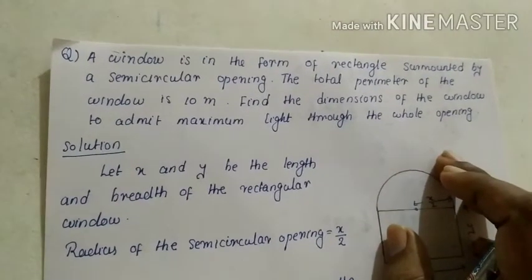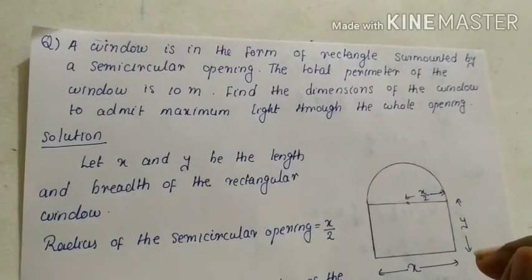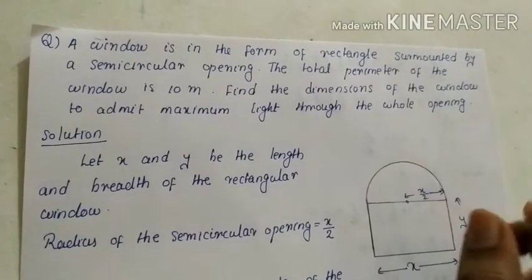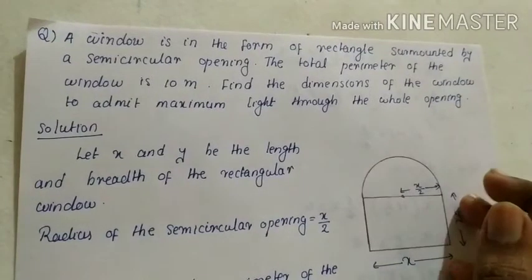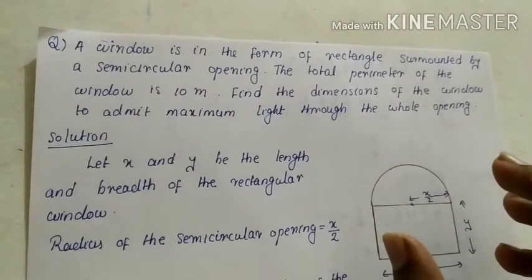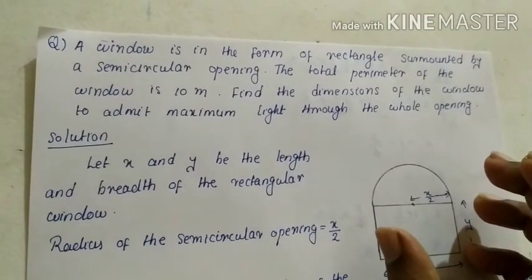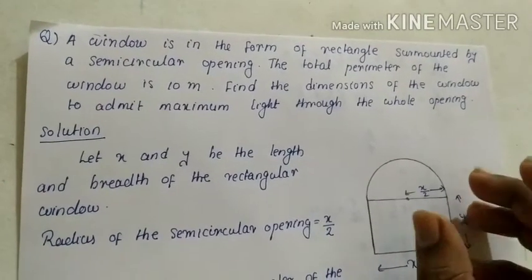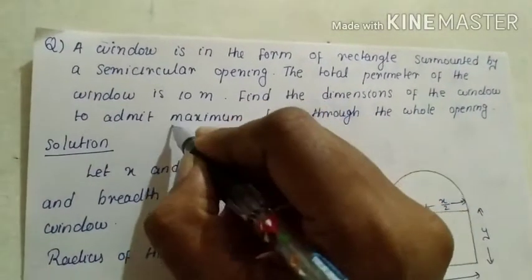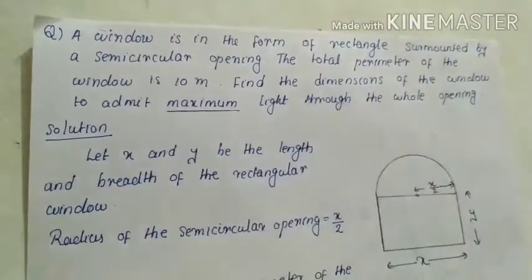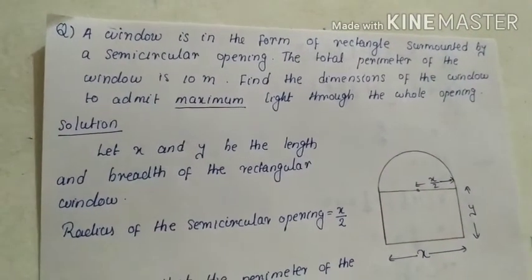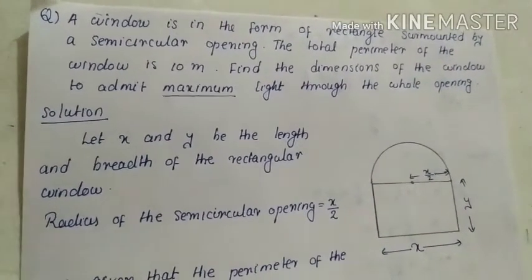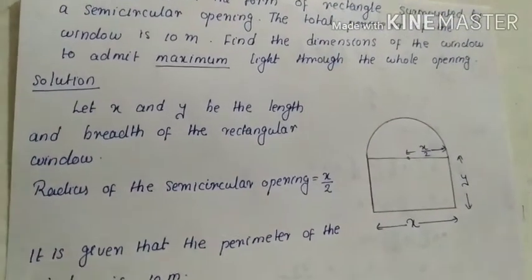So here in this question we need to find out the dimensions x and y, that is, the length and breadth of the whole opening, in order to admit maximum light. So note the point: maximum. We need to check it for maximum. So let's start the solution of this question.